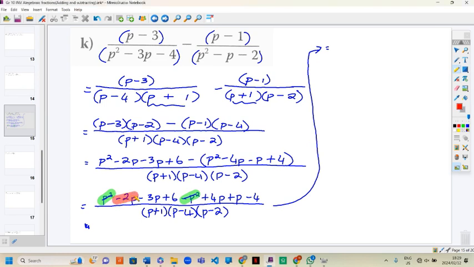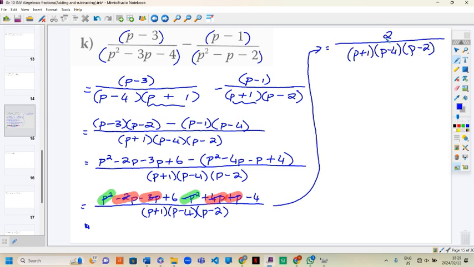Now I look at my p terms. I've got negative 2p minus 3p is negative 5p, plus 4p plus p. So negative 5p plus 5p. Awesome, they cancel each other. Boom and boom. And I'm left with 6 minus 4, which is 2, all over that delicious denominator: p plus 1, p minus 4, and p minus 2.